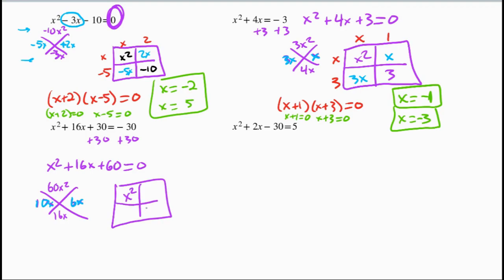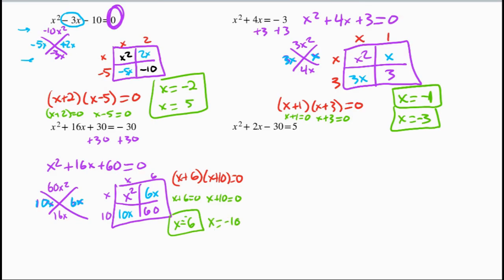First term in the first box, last term in the last box. What did we break up? Well, we had 10x and 6x. So I got x plus 6 times x plus 10. Then I'm going to set them equal to 0. And again, it's kind of the same process each time. So in this one, we got x equals negative 6 and negative 10.